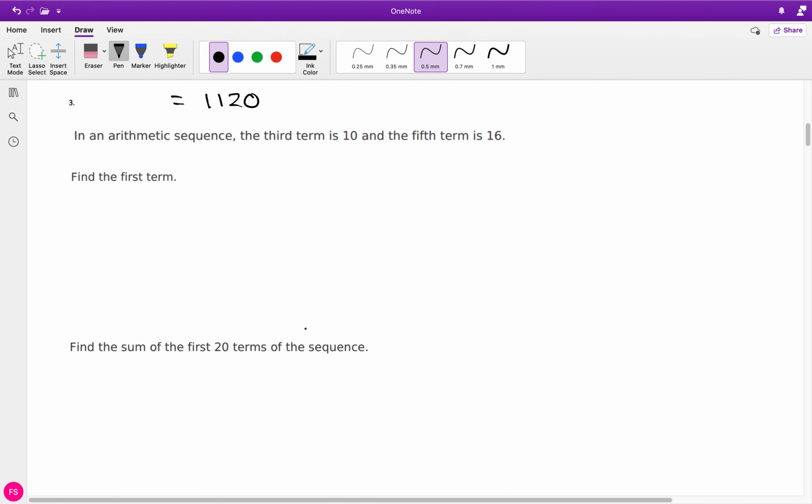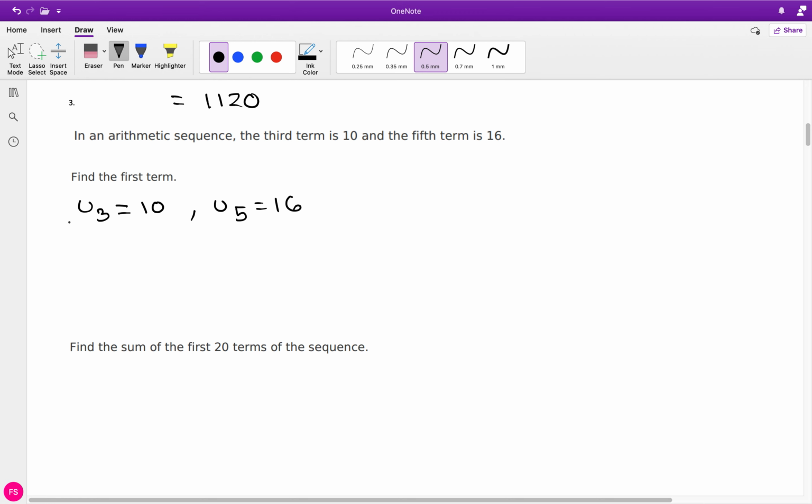Okay, that's number 3. So in this question, the third term is 10. This is the information that I have, u3 equals 10, and then the fifth term is 16, u5 equals 16. Now we have to find the first term. We don't know the first term, and we also don't know the common difference for this question.